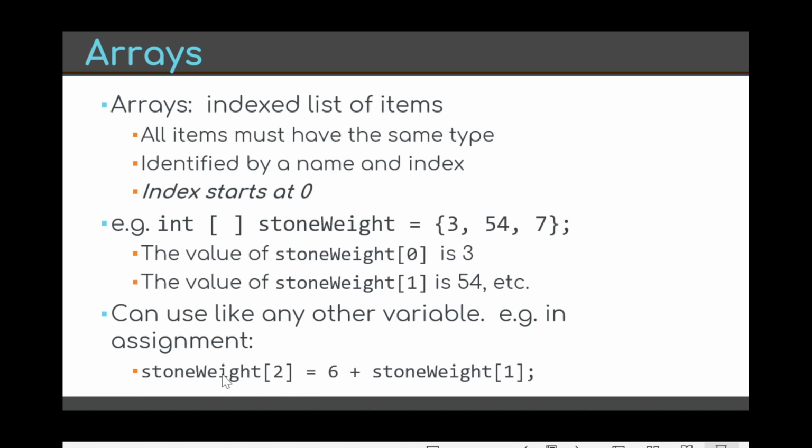So here we have our left-hand side in our assignment operator. And here's our math, 6 plus stone weight index 1. Now stone weight index 1 will go and look inside of our stone weight array and pull out 0, 1, pull out the 54. 6 plus 54 is 60. So that's what this arithmetic pulls down to, 60. And then we will assign the index 2 stone weight to be 60. So here, instead of 7, we'd have 3, 54, 60.